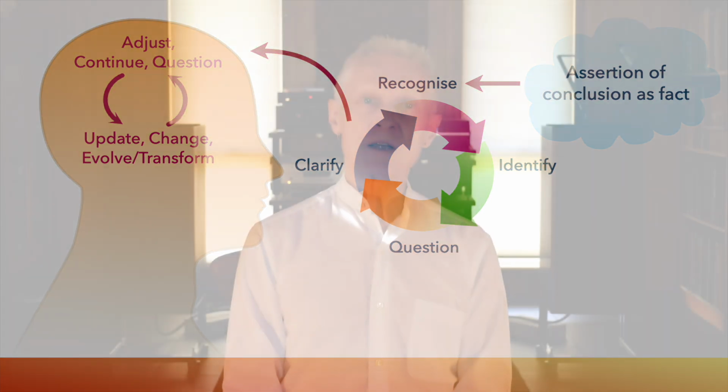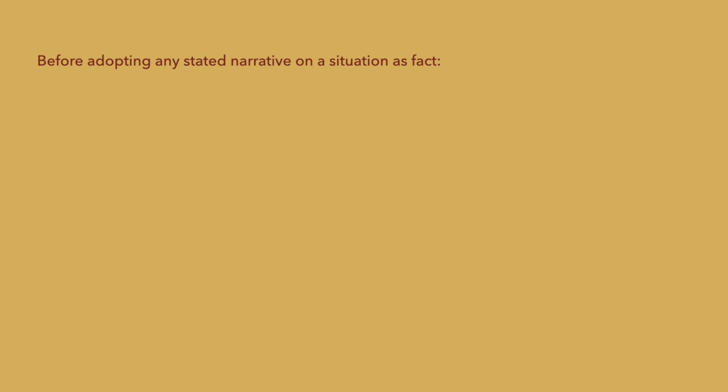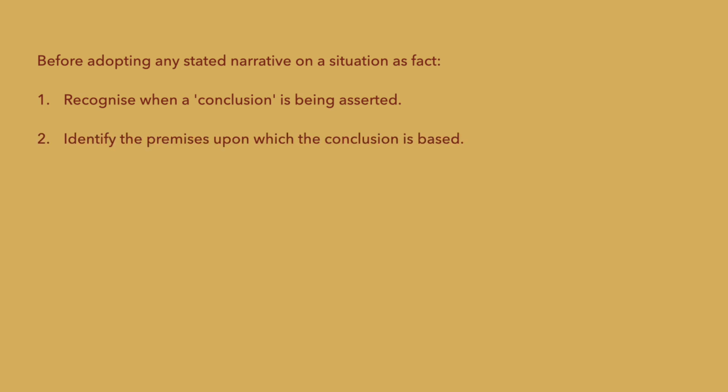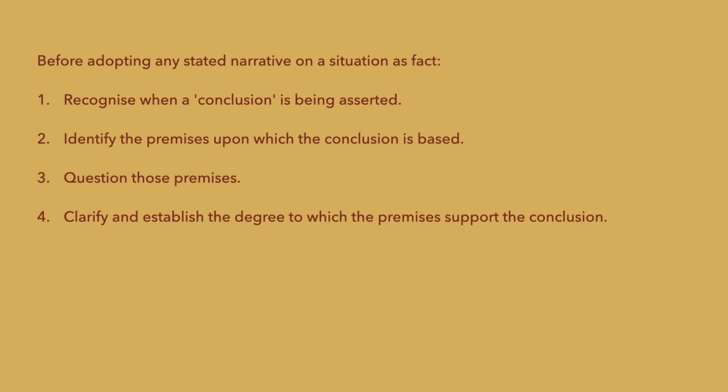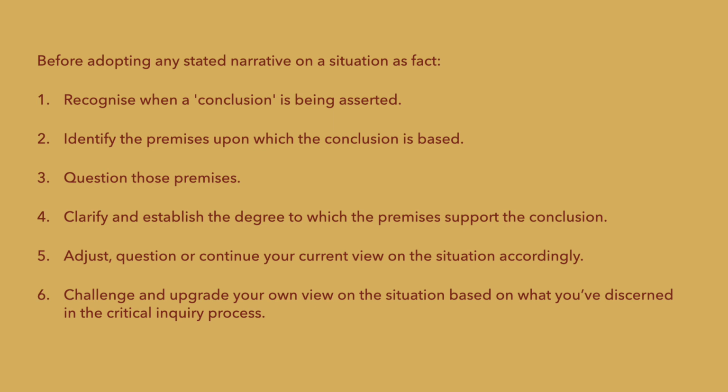In a more linear fashion, here are the steps of the generative critical thinking process. You might like to pause the video to give yourself time to read them. Before adopting any stated narrative on a situation as fact, recognize when a conclusion is being asserted. Identify the premises upon which the conclusion is based. Question those premises. Clarify and establish the degree to which the premises support the conclusion. Adjust, question, or continue your current view on the situation accordingly. And this might mean you have to challenge and upgrade your own view on the situation based on what you've discerned in the critical inquiry process.